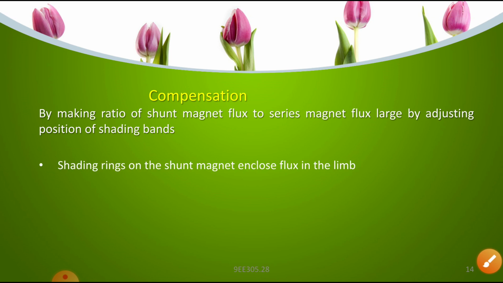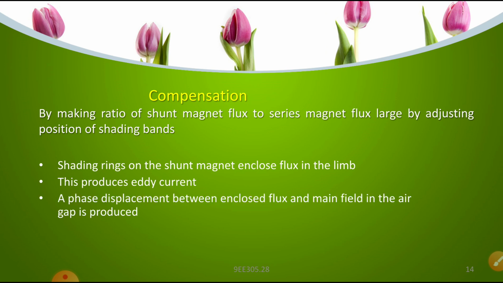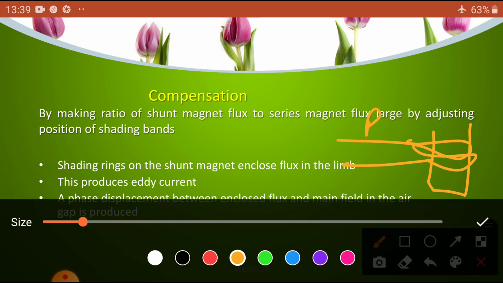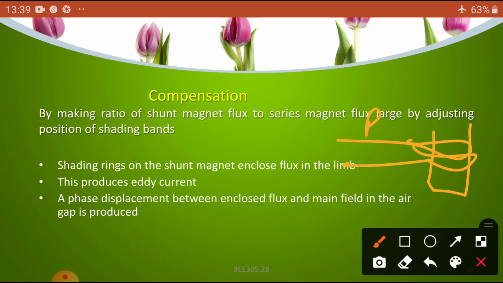The shading rings on the shunt magnet enclose the flux in the limb. How will that work? This produces the eddy current itself. So how does the shading help? This is the central limb. There is a winding, the pressure coil winding, but I have provided another shading ring here. The shading ring is a closed one, so the flux produced by this pressure coil links with the shading ring.